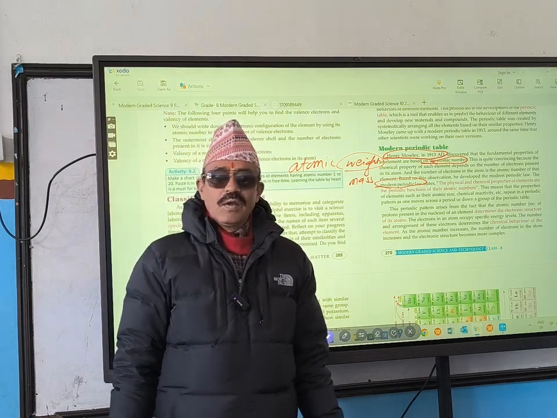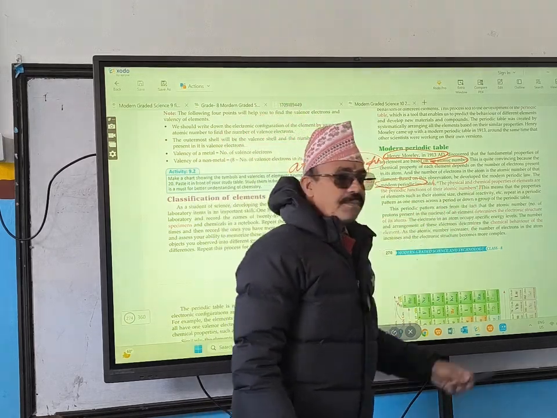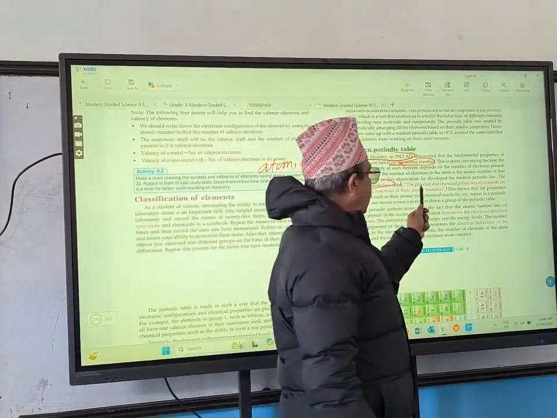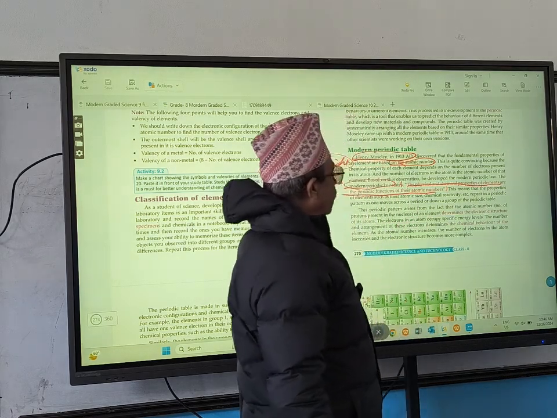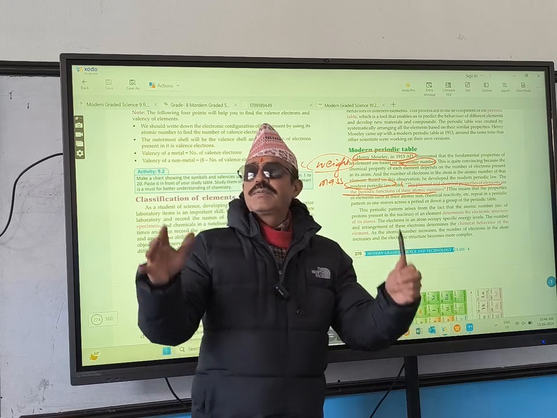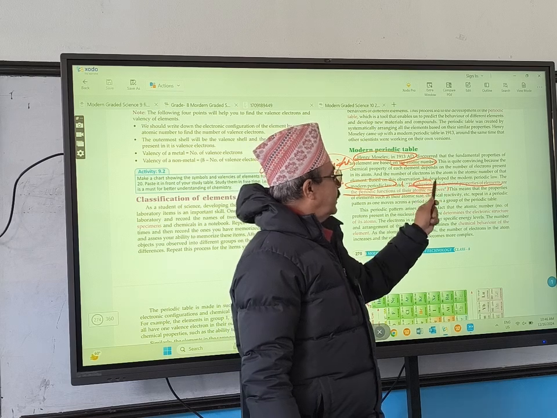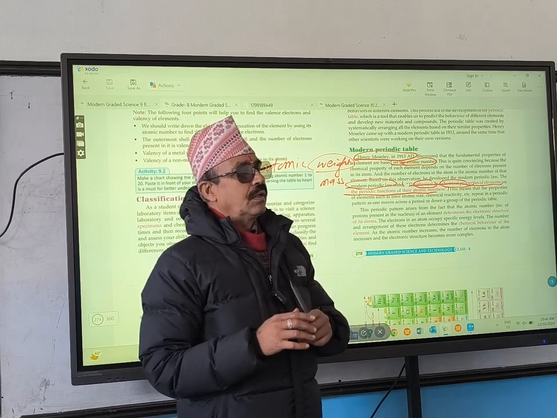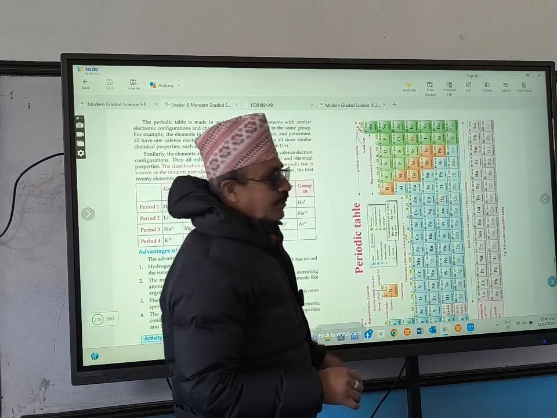What is mentioned in the modern periodic law? The physical and chemical properties of elements are the periodic functions of their atomic number. If elements are arranged according to atomic number, then elements with similar physical and chemical properties will lie in the same column or the same group. Actually, this is the periodic table propounded by Henry Moseley.